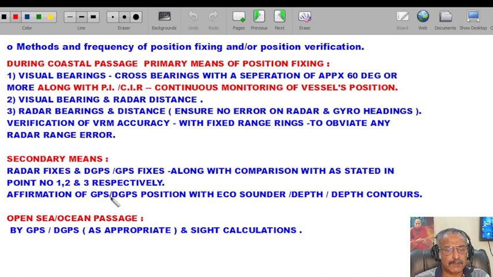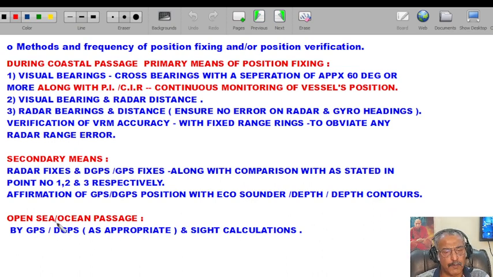Then comes affirmation of DGPS position with echo sounder depth and depth contours. This is normal, practical knowledge of seamanship. You can check it when you calculate that your draft is this much and what the charted datum is showing. You can take the squat into account, then you know approximately this is the UKC. So this also gives you an idea as far as your method of position fixing is concerned.